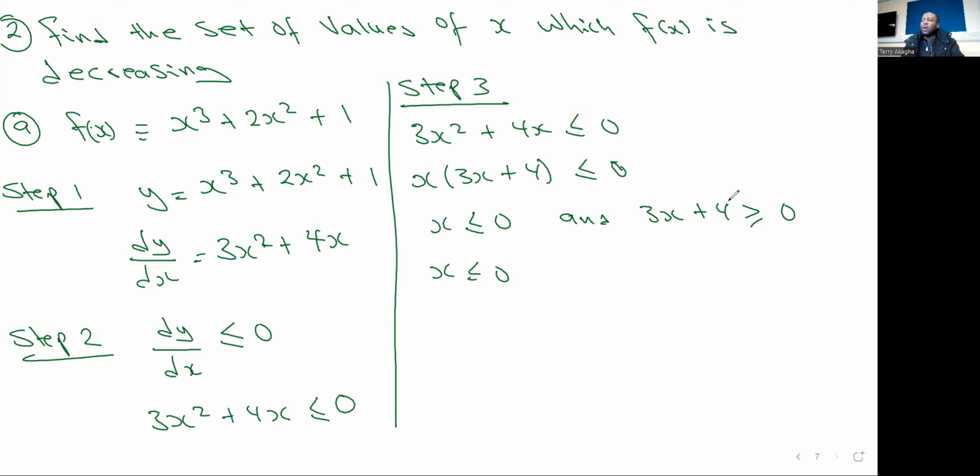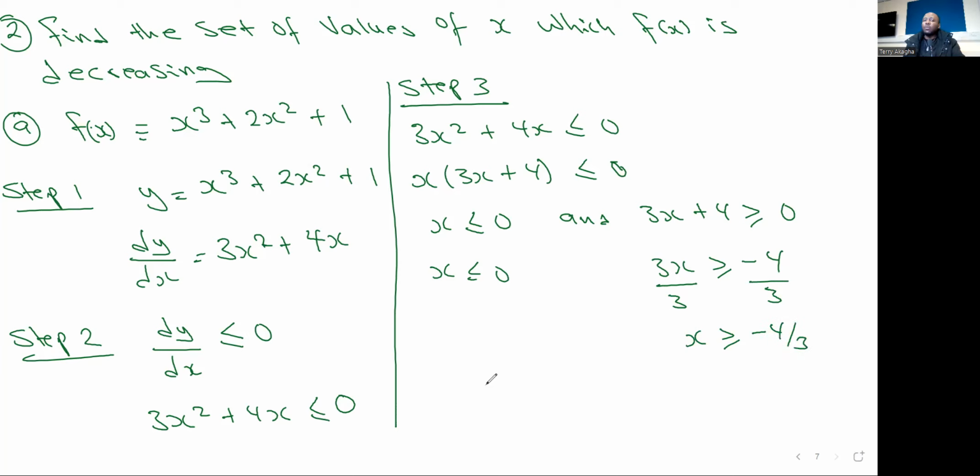For this one, I will take 4 to the other side, so it's going to be 3x is greater than or equal to minus 4. And I divide both sides by 3. So x is going to be greater than or equal to minus 4 over 3.